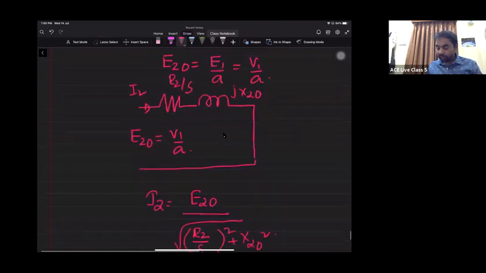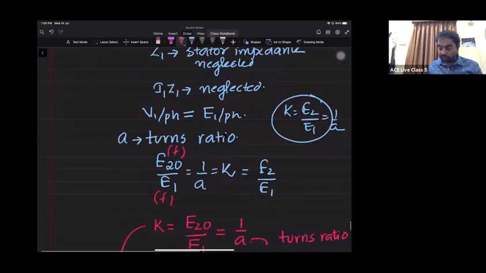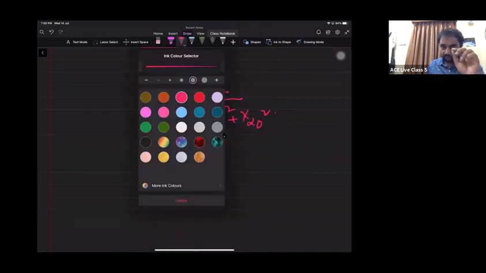Right? And I'll substitute this in the basic torque equation. What is the basic torque equation we have? Just hold for 2 minutes. You will understand everything. Just hold for 2 minutes.